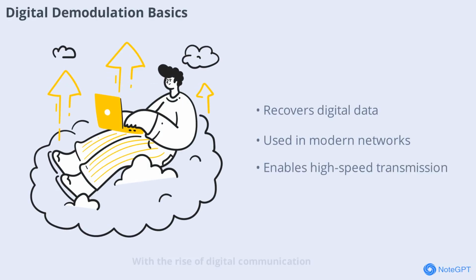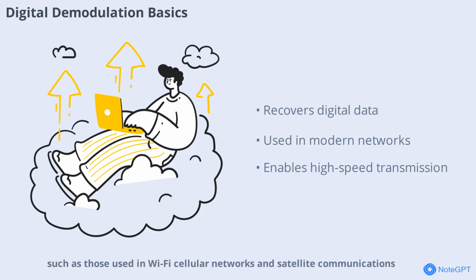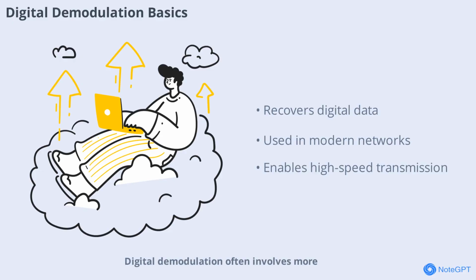With the rise of digital communication, digital demodulation techniques have become increasingly important. These methods are used to recover digital data from modulated signals, such as those used in Wi-Fi, cellular networks, and satellite communications. Digital demodulation often involves more complex algorithms and signal processing, but it enables high-speed, reliable data transmission across the globe.